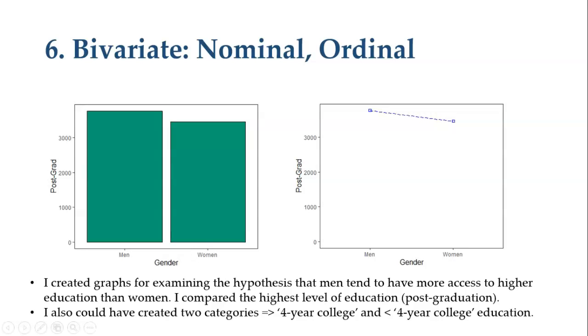And you can do that, or you can transform the variable education, which is an ordinal variable that goes from 1 to 6, and create just 2 categories: equal or higher than 4-year college, or lower than 4-year college. That's what I did.